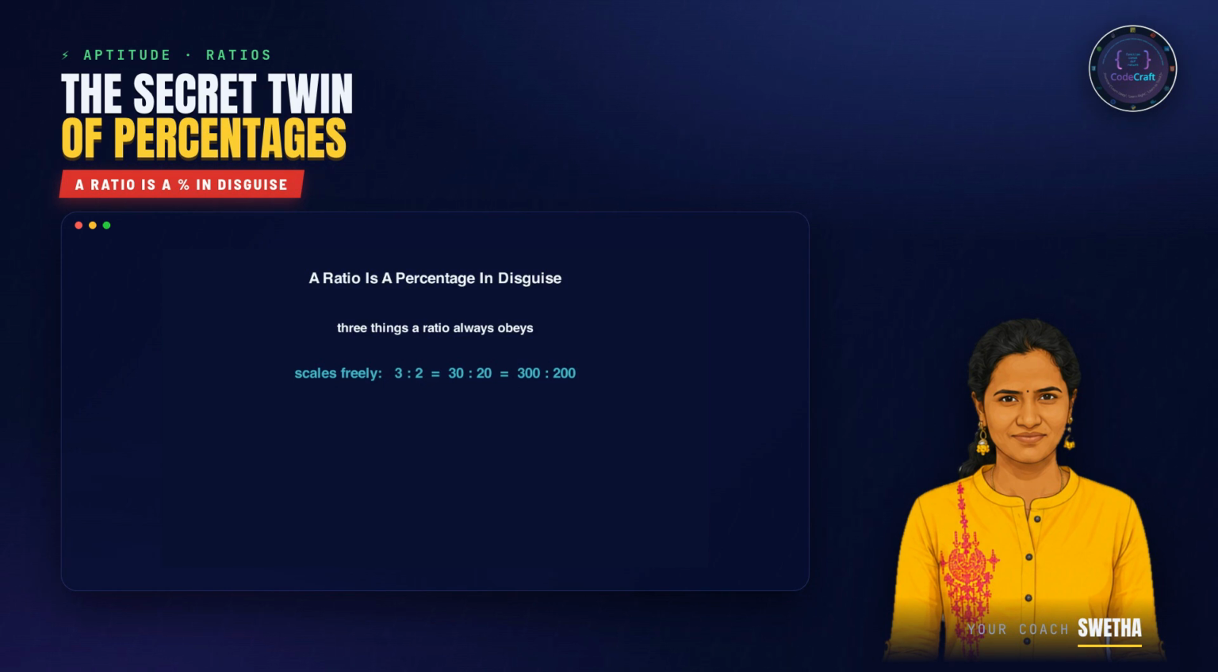Which brings us to simplifying. 6 to 4 looks different, but divide both by 2, and it is really 3 to 2. The same bar, just cut into bigger pieces. Always shrink a ratio to its simplest form first.